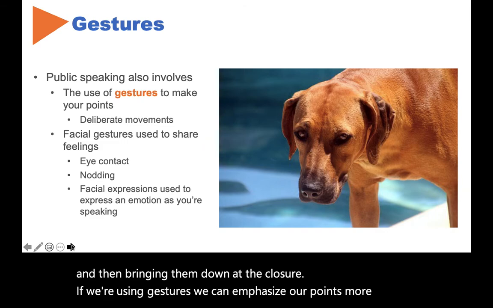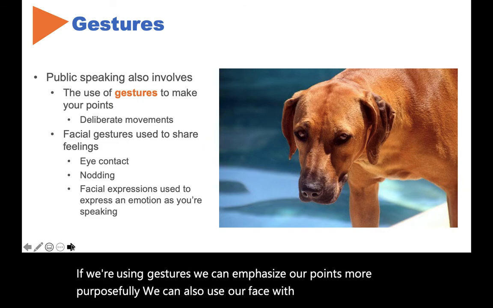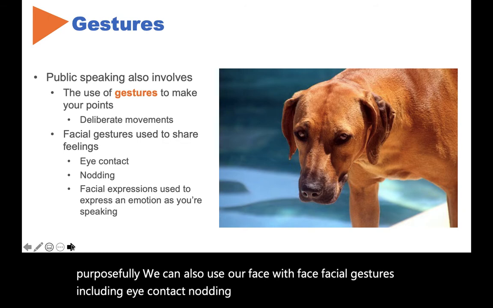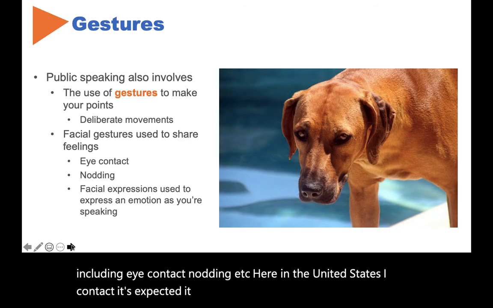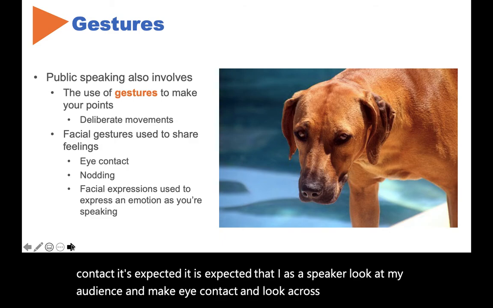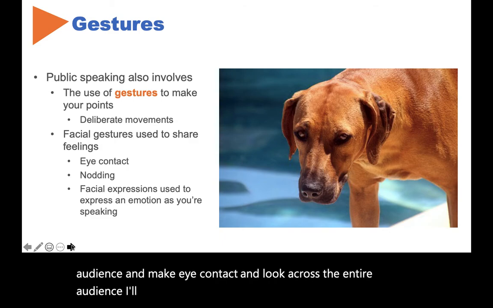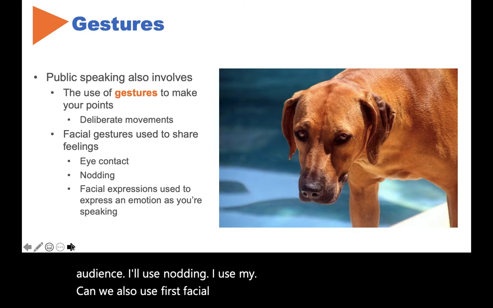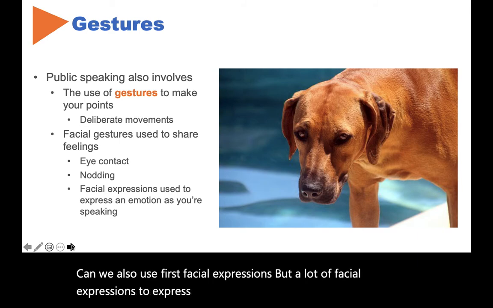We can also use our face with facial gestures, including eye contact, nodding, etc. Here in the United States, eye contact is expected. It is expected that I, as a speaker, look at my audience and make eye contact and look across the entire audience. I use nodding. I use my hands. We also use facial expressions to express emotions. We smile, we open our eyes, we raise our eyebrows.